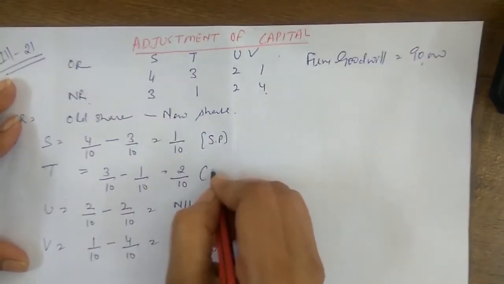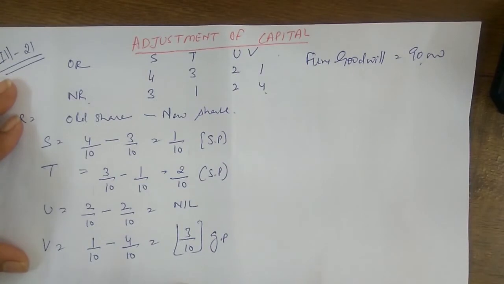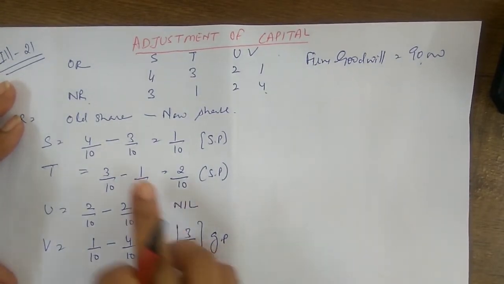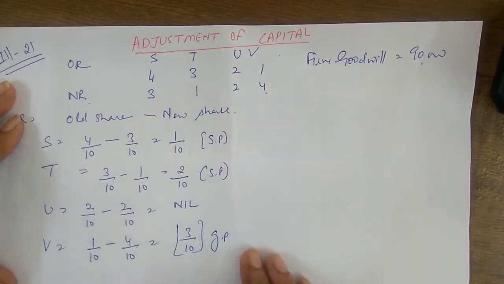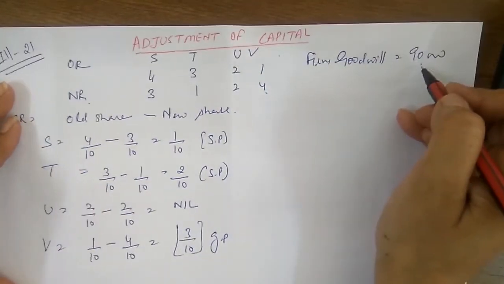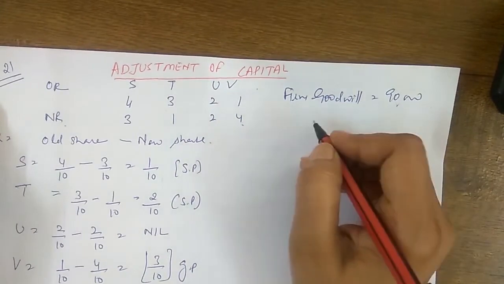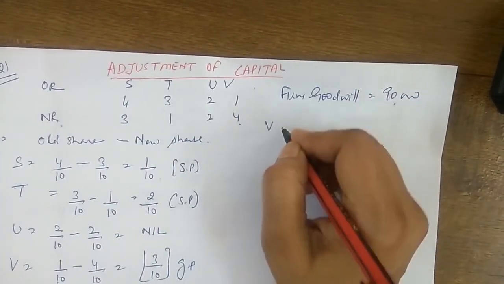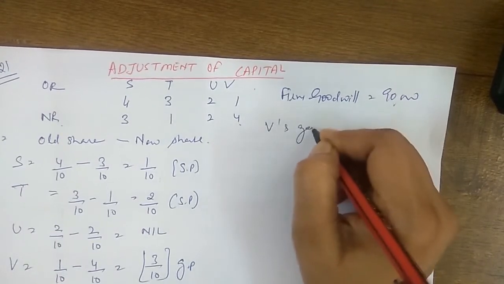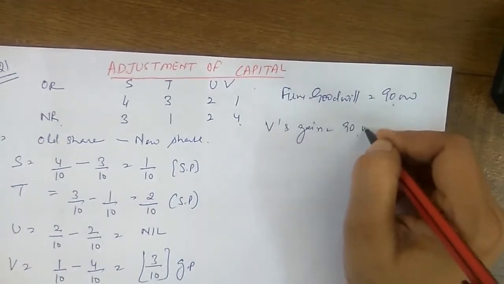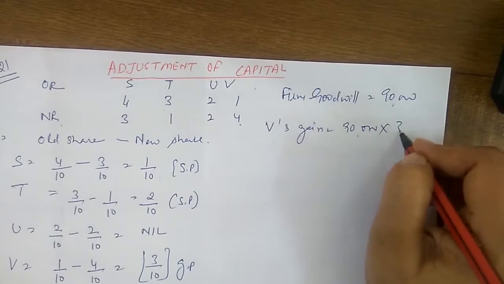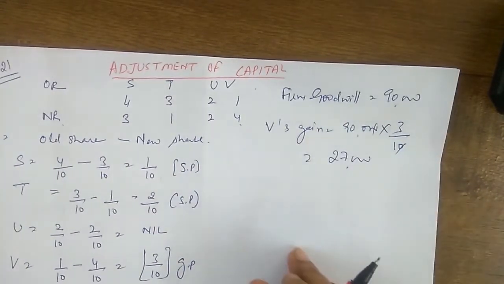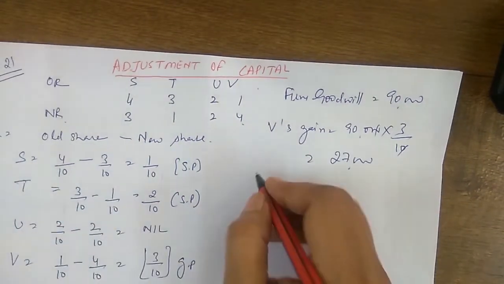Both are sacrificing partners. हमने पहले भी कहा था कि जितना gain है उतना ही sacrifice होता है, तब भी हम entry डालते हैं gaining partner's capital account debited to sacrificing partner's capital account. Now we have firm's goodwill just written over here. Now what is next step? We know that we will multiply gaining partner's share. V's gain, 90,000 into 3 by 10, 27,000. Clear है बच्चे?